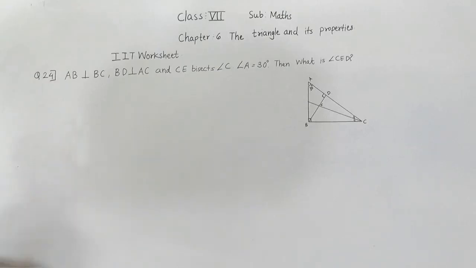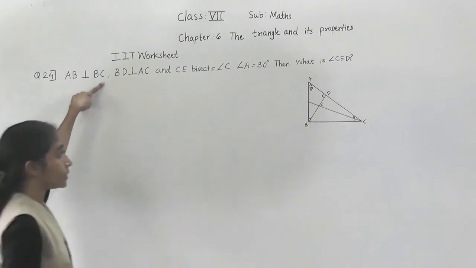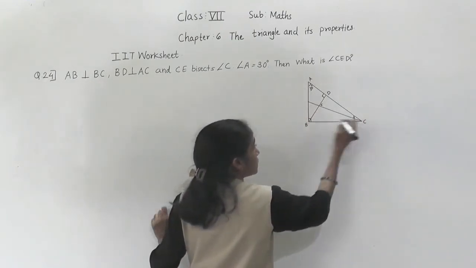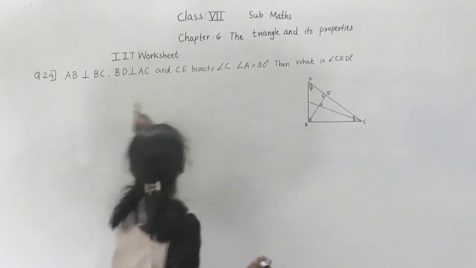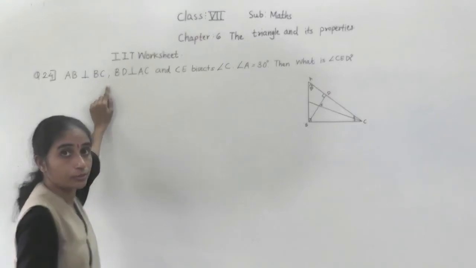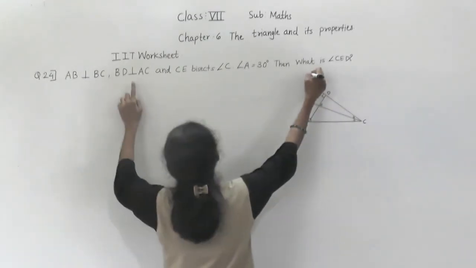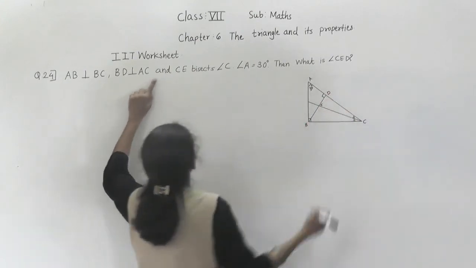Let's solve question number 24. AB perpendicular to BC. Yes, that forms the 90 degree angle. Perpendicular, it is AB perpendicular to BC. And BD perpendicular to AC. See, it forms the 90 degree angle.